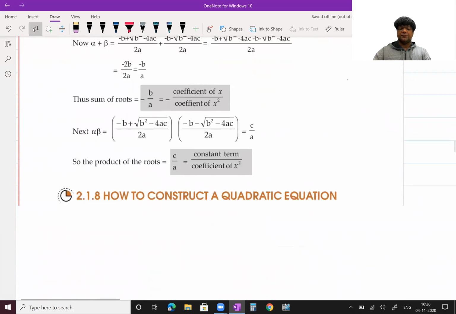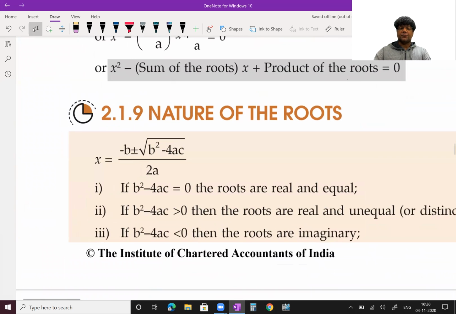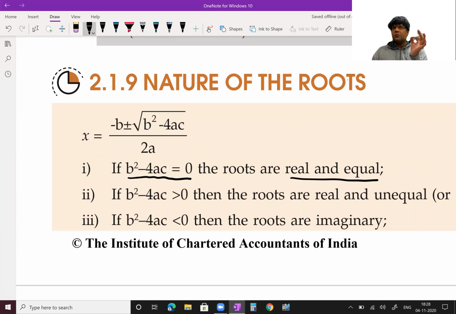Yes, guys. See, guys, nature of roots. If b square minus 4ac is equal to 0, roots are real and equal. How will you understand that we need this? In a question, if anywhere you see this kind of language, roots are equal, or they may say properly, roots are real and equal, it means you should understand you have to take the help of this relation: b square minus 4ac is equal to 0.